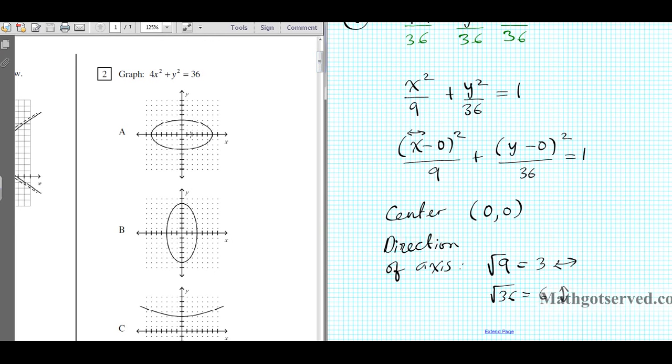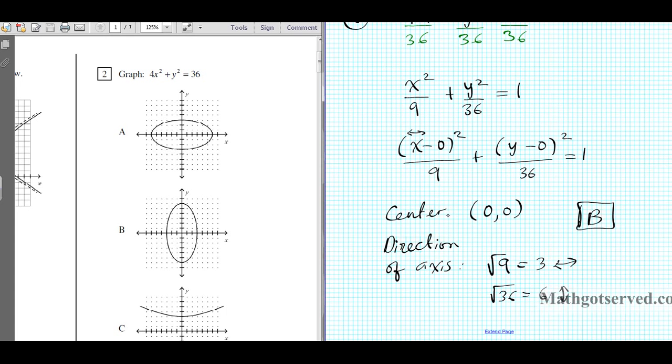If you notice, these two options have the centers at the origin. But let's look at the direction of the axes. We're supposed to go side to side 3 units. That is option B. And then up and down 1, 2, 3, 4, 5, 6. So we can clearly see that the correct answer is option B because it matches the direction of our axes that we determined by taking the square root of the numbers under each variable squared.